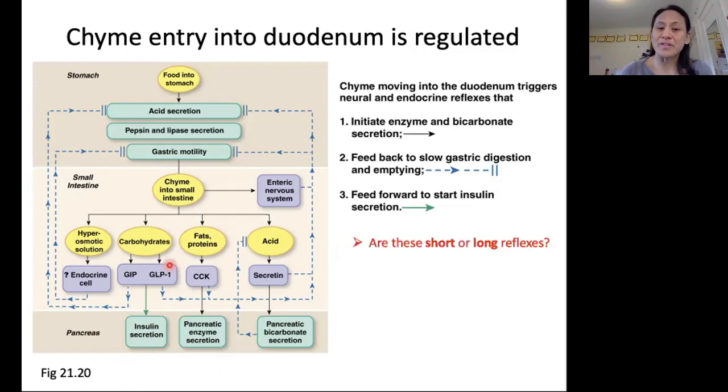Okay, quick question for you. Are these short or long reflexes? So take a moment to think about that. Okay, so hopefully you figured out these are short reflexes, right? So we're really just talking about the enteric nervous system part of it. The hormones aren't really considered short reflexes, but the enteric nervous system part of it is a short reflex because the entire signal gets processed within the digestive tract. It doesn't get processed by the central nervous system.